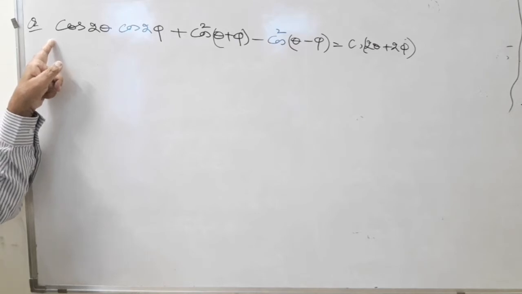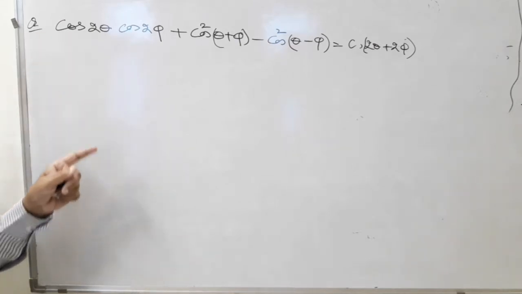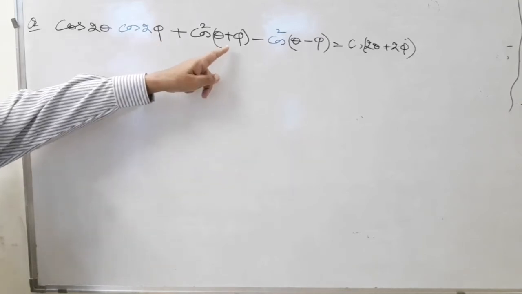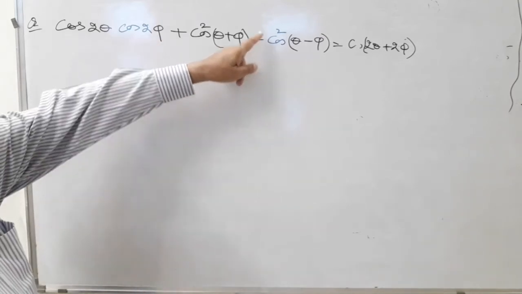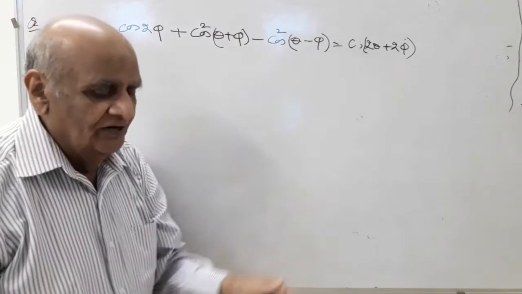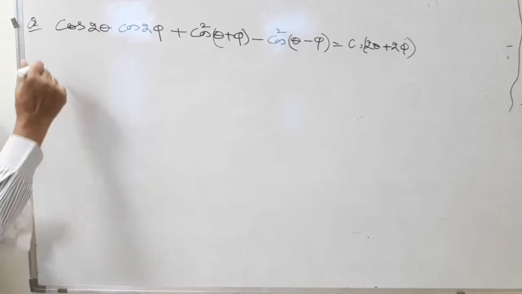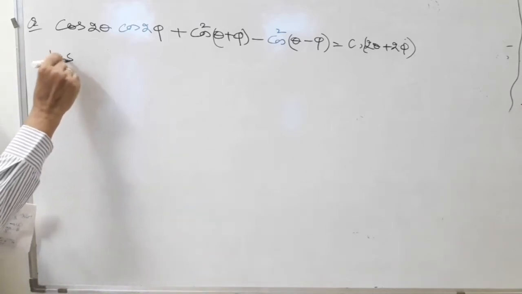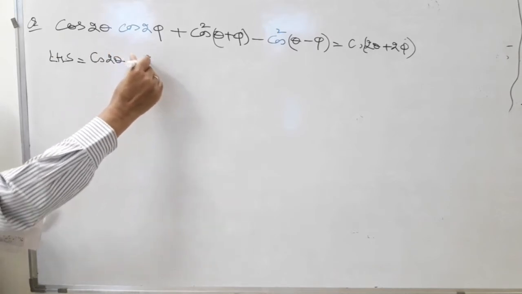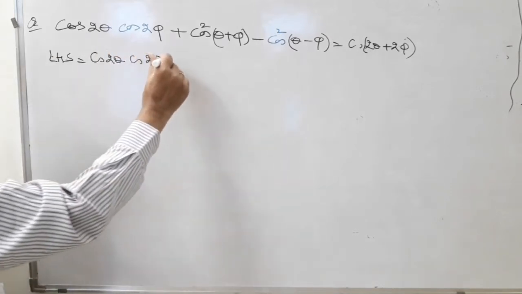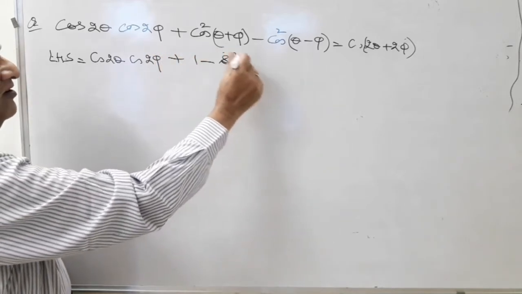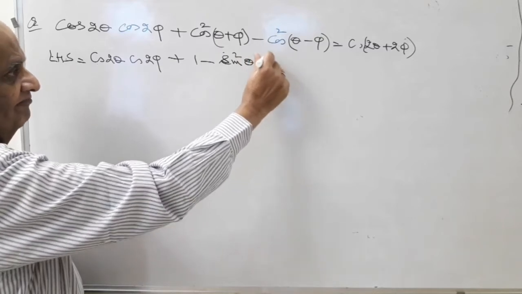Question. Again we consider a very important question: cos 2 theta cos 2 phi plus cos square of (theta plus phi) plus cos square of (theta minus phi) is cos of (2 theta plus 2 phi). Now for this case, left hand side, this is cos 2 theta cos 2 phi. Then we have plus 1 minus sin square of (theta plus phi).